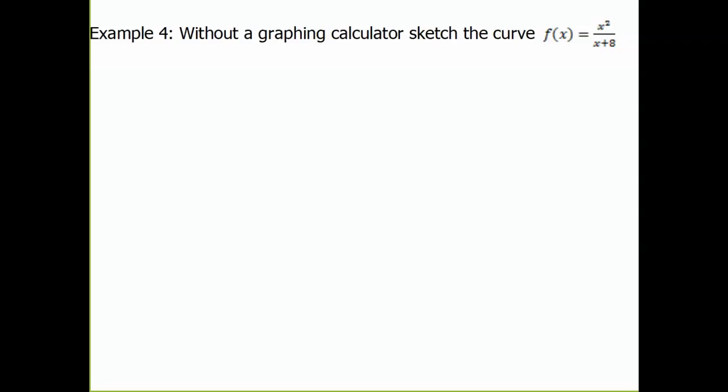Without graphing, sketch the curve x squared over x plus 8. So we focused a ton back in the day on domain and range. So the very first thing I'm going to do is identify my domain. So this graph has a domain of all reals for the numerator, but the denominator has a vertical asymptote when x equals -8. So my domain is all reals except x does not equal -8.